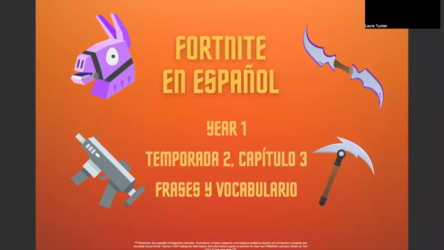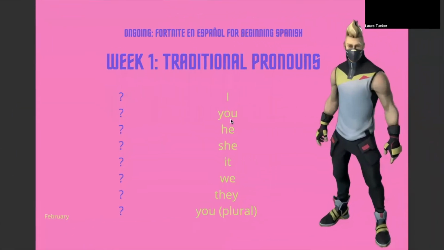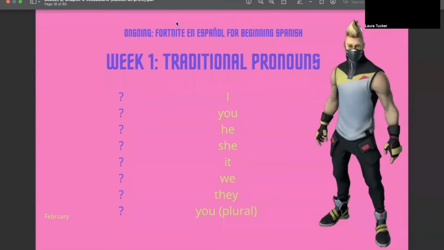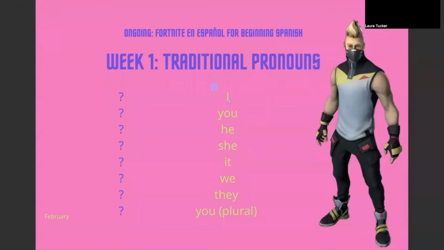Today, we are just going to see some different words that we have seen in a previous class. So, we recently saw the traditional pronouns. In case you don't remember, pronouns in English are the words I, you, he, she, it, we, they, and then there's a you plural, kind of like you all, that some people use in the southern US. So these are the words that we are seeing in Spanish.